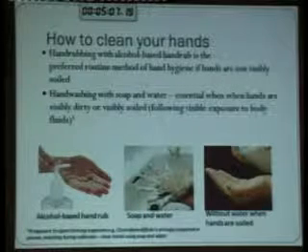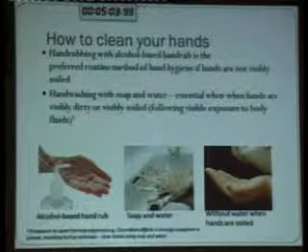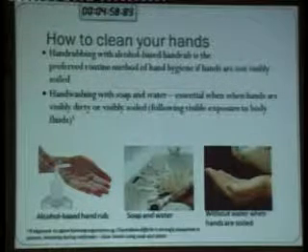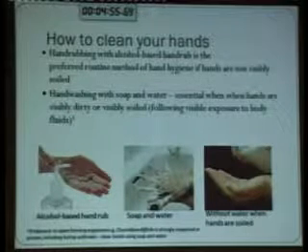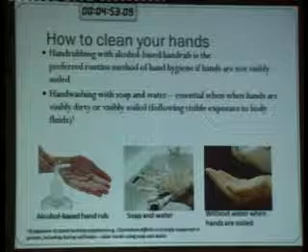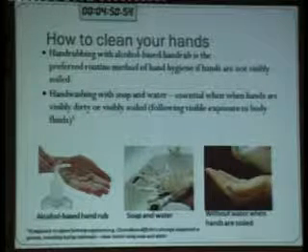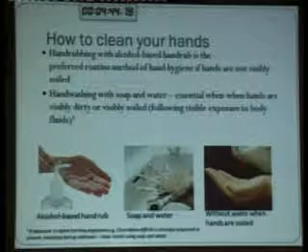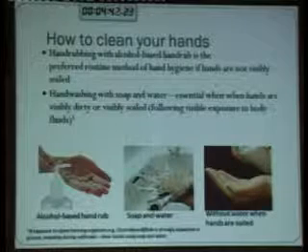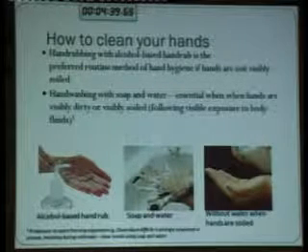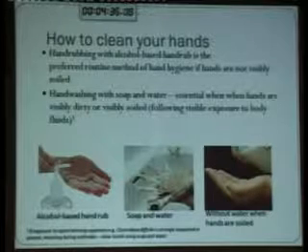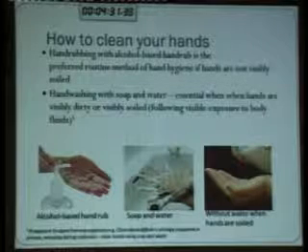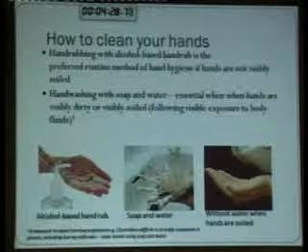So hand rubbing with alcohol-based hand rub is the preferred routine method of hand hygiene nowadays. Hand washing with soap and water is also very important in situations where the hands are visibly dirty or soiled, or if there is an exposure to a patient or environment where Clostridium difficile is there, hand wash is preferred. That is, soap and water hand wash is preferred over alcohol-based hand rubs. These are the only 2 situations where soap and water have an edge over rubs.